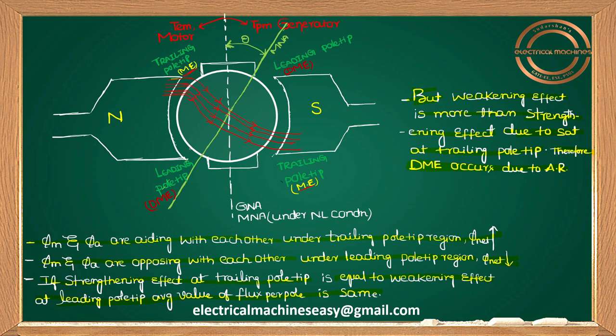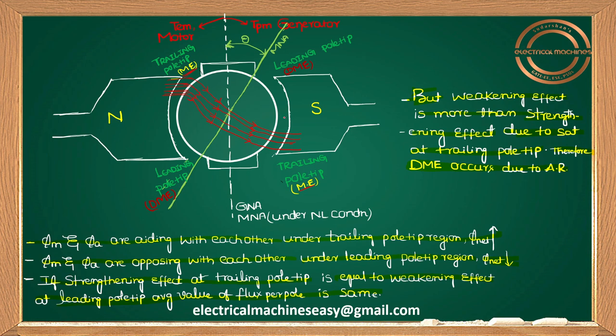So here I'm not showing any flux lines at all. That means I'm showing almost zero. But to be frank, yes, some amount of flux will be there under the leading pole tip of the North Pole and under the leading pole tip of the South Pole also, definitely. When compared with the flux amount at the trailing pole tip, the flux amount at the leading pole tip will be less. But it's not zero, I'm just assuming it as zero. So your resultant flux becomes like this, okay guys.